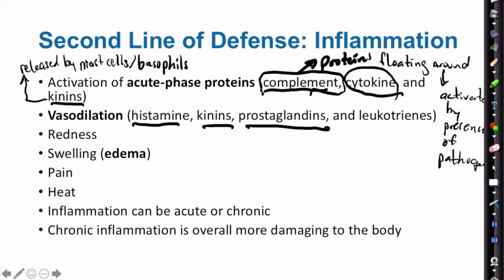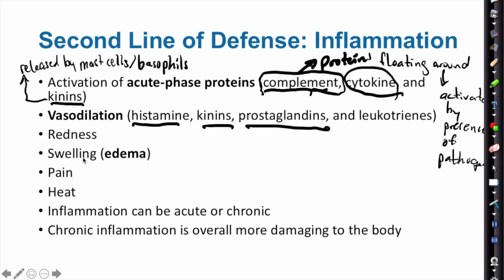So the second line of defense that we're going to talk about for innate immunity is inflammation. And inflammation is important because it's going to prevent the pathogen from being able to move around, and it's going to cause vasodilation, which allows more white blood cells to enter into that arena. So activation of acute phase proteins, complement proteins, cytokines, and kinins, vasodilation caused by histamines, kinins, and prostaglandins.